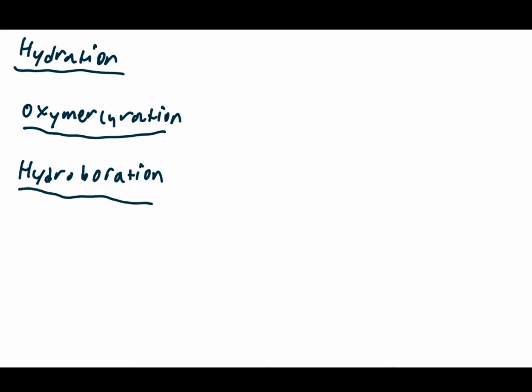And hydroboration is anti-Markovnikov. By Markovnikov, I mean that the oxygen or the alcohol, the OH, will end up on the more substituted carbon. By that I mean if you have something like this, this is secondary, this is primary. So in a Markovnikov solution, it ends up there as opposed to here.